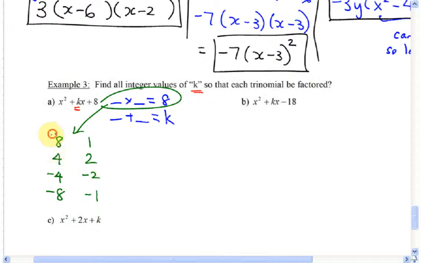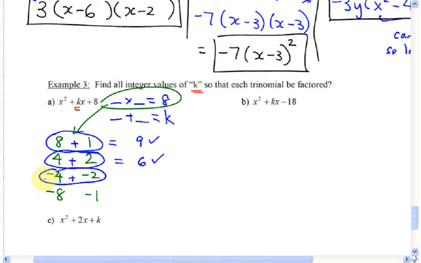So let's take the first combination here. What's 8 plus 1? 9. That's one possible answer for k. Let's take the next combination. 4 and 2. Let's add them together. 6. That's another possible answer for k. How about the next one? Negative 4 plus negative 2. What's that? Negative 6. That's another possible answer for k.